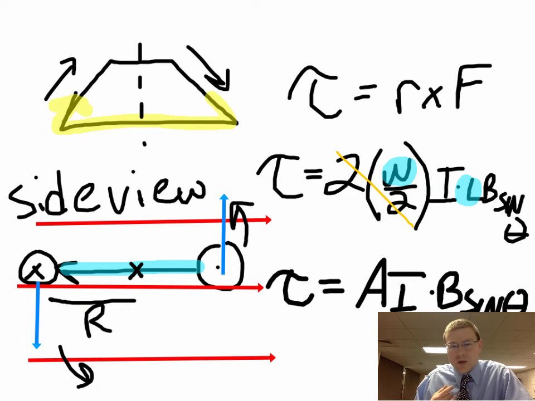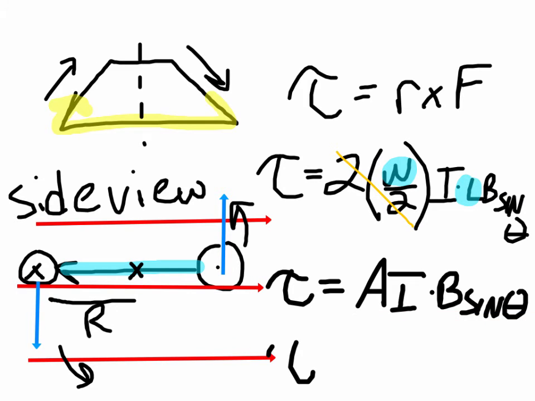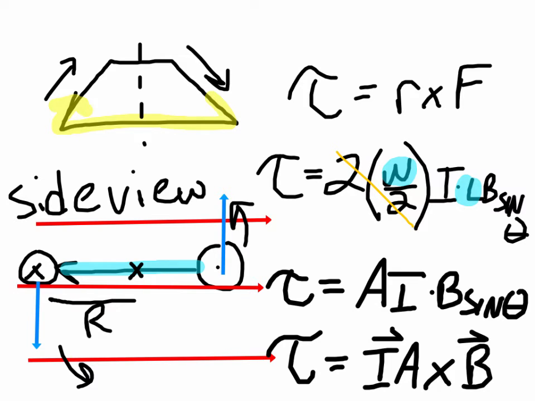I've got to know how large the loop is, I've got to know the current that's flowing through it, and I've got to know the magnetic field strength. You get the most torque when they're at 90 degrees apart. So technically I could write this as I A cross B, and that would be the torque for one loop. But if I wanted to get a stronger torque, I could increase the area, I could increase the current, or I could increase the magnetic field. But that's the torque on one loop.